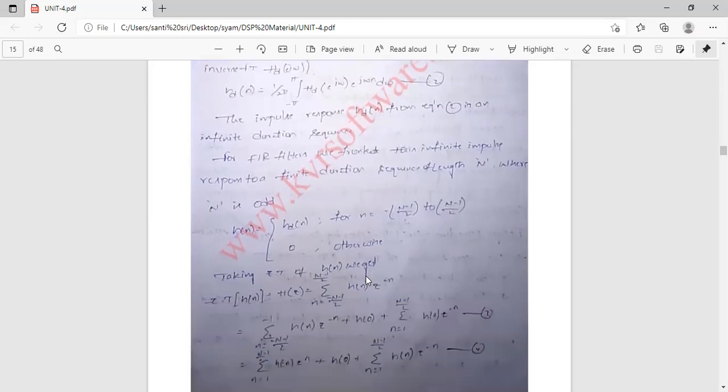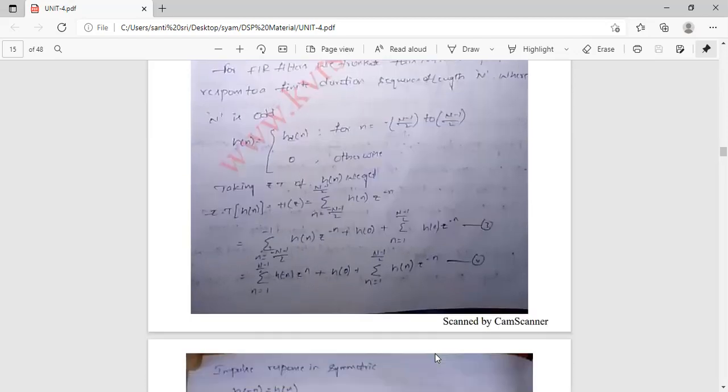Taking the Z transform of h of n, we get H of z equal to sigma n equal to minus (N minus 1) by 2 to plus (N minus 1) by 2 of h of n into z power minus n. It is equal to sigma n equal to minus (N minus 1) by 2 to minus 1 of h of n z power minus n, plus h of 0, plus sigma n equal to 1 to (N minus 1) by 2 of h of n z power minus n. We can write this as sigma n equal to 1 to (N minus 1) by 2 of h of minus n into z power n, plus h of 0, plus sigma n equal to 1 to (N minus 1) by 2 of h of n into z power minus n. That is equation number 4.